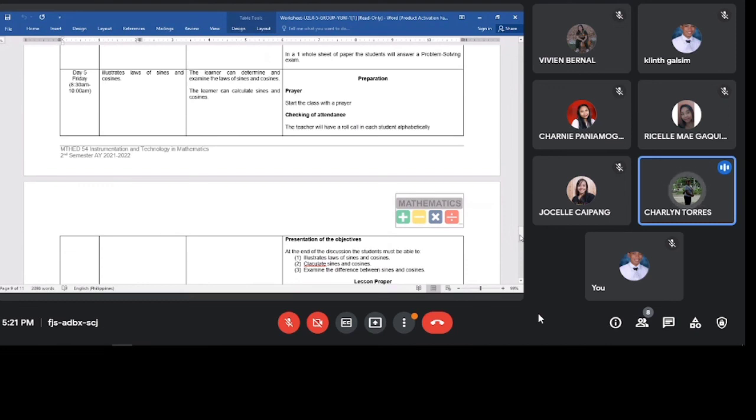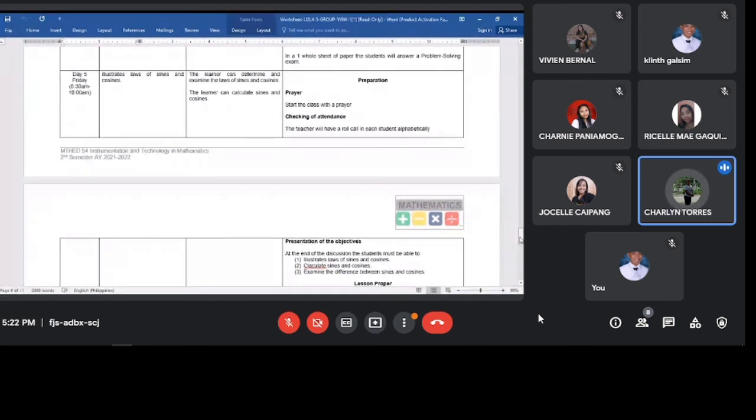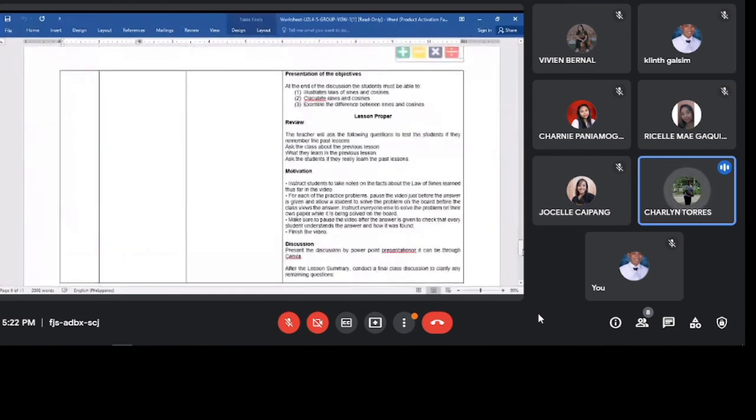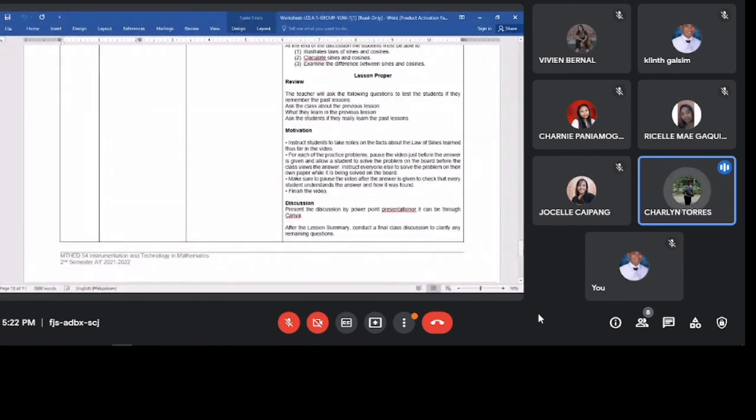So for the objectives, at the end of the discussion, the students must be able to illustrate the laws of sines and cosines, calculate sines and cosines, and examine the difference between sines and cosines. For the lesson proper, the teacher will ask the following questions to test if the students remember the past lessons. Ask the class about the previous lesson, what they learned in the previous lesson, and ask the students if they really learned the past lessons.